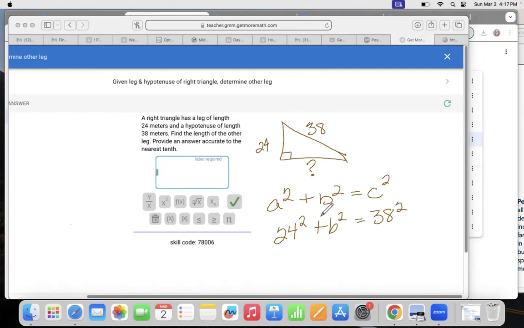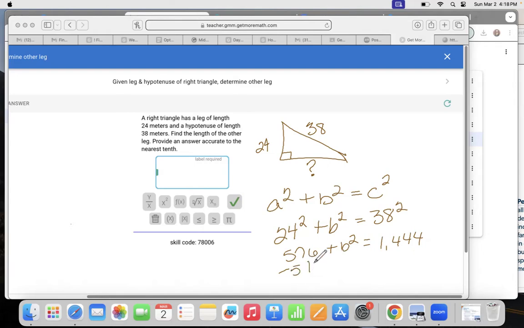And then simply do the math. So 24 squared, or 24 times 24, is 576. And then 38 times 38, or 38 squared, is 1,444. Then again, applying what we know about equations, I need to get the variable by itself.